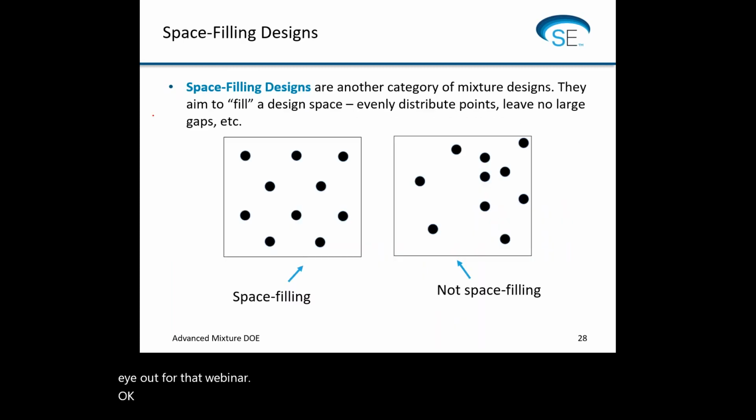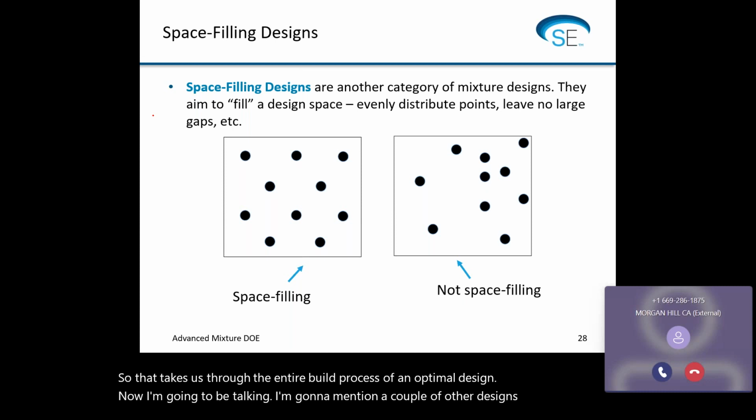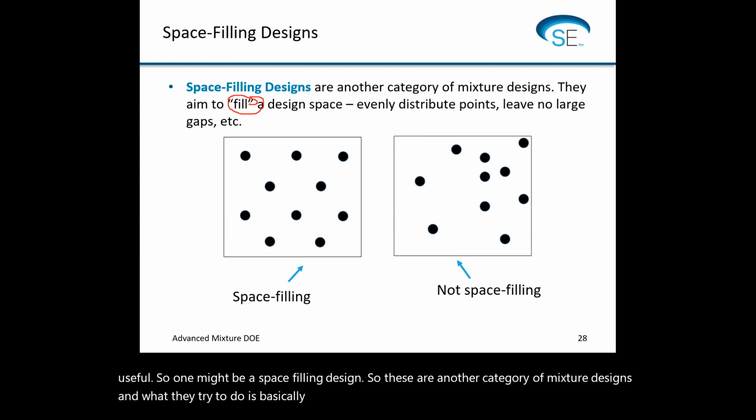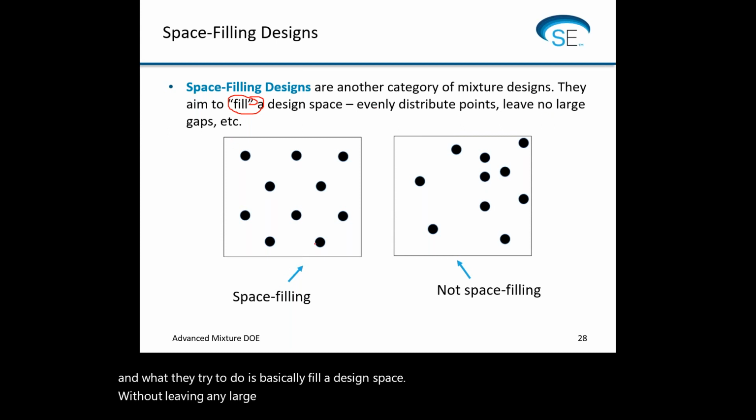Okay, so that takes us through the entire build process of an optimal design. Now I'm going to mention a couple of other designs that you might find useful. So one might be space filling design. These are another category of mixture designs, and what they try to do is basically fill a design space without leaving any large gaps.